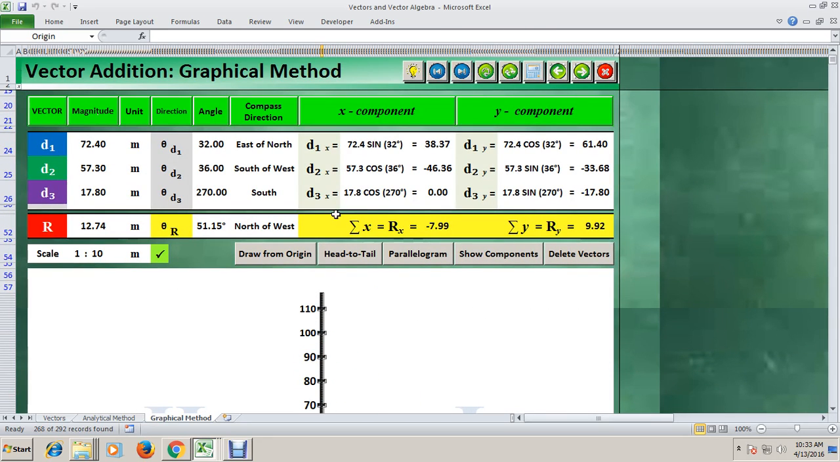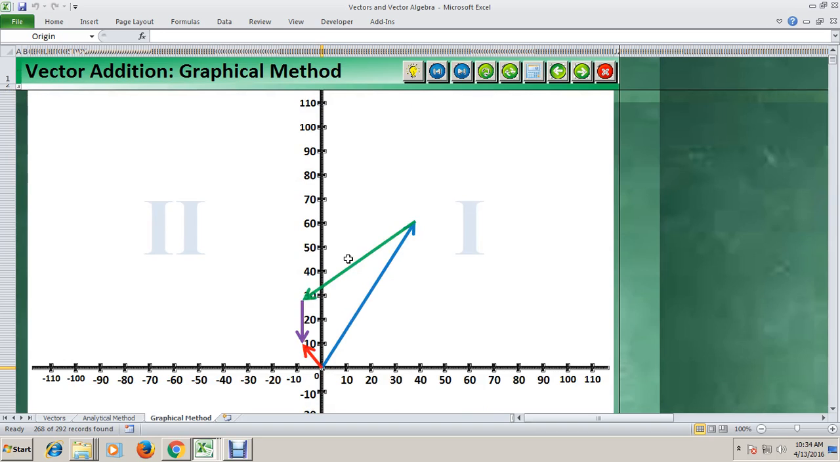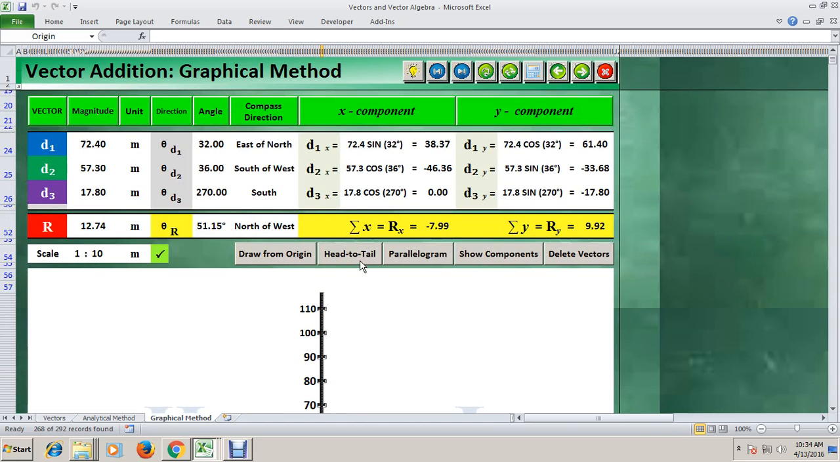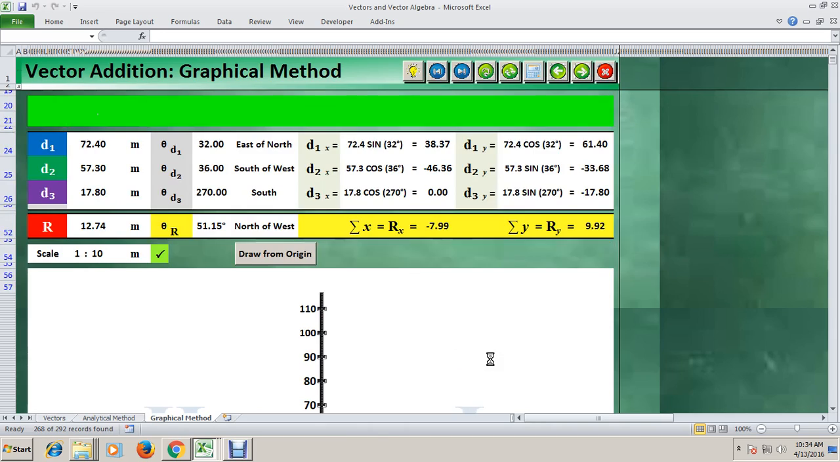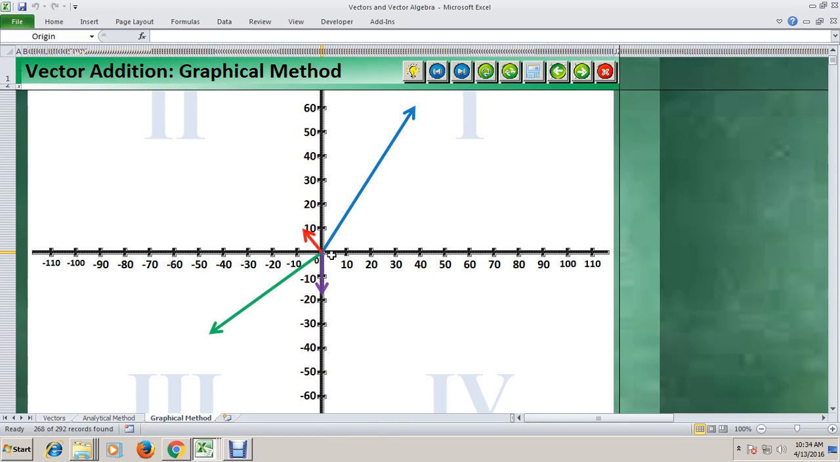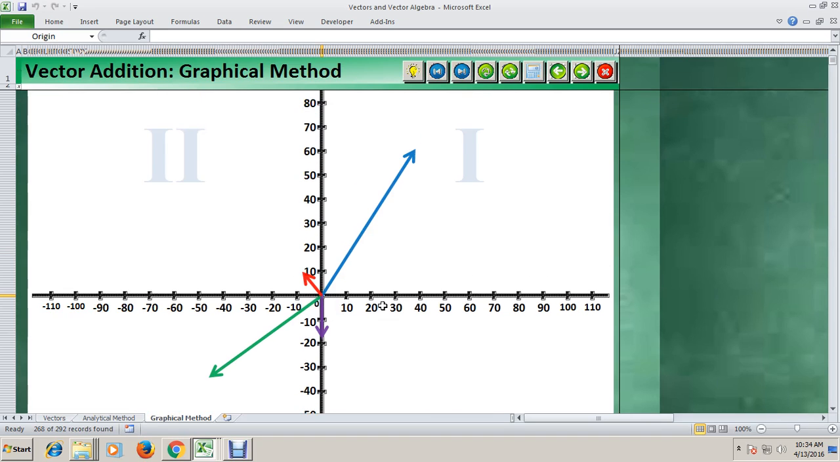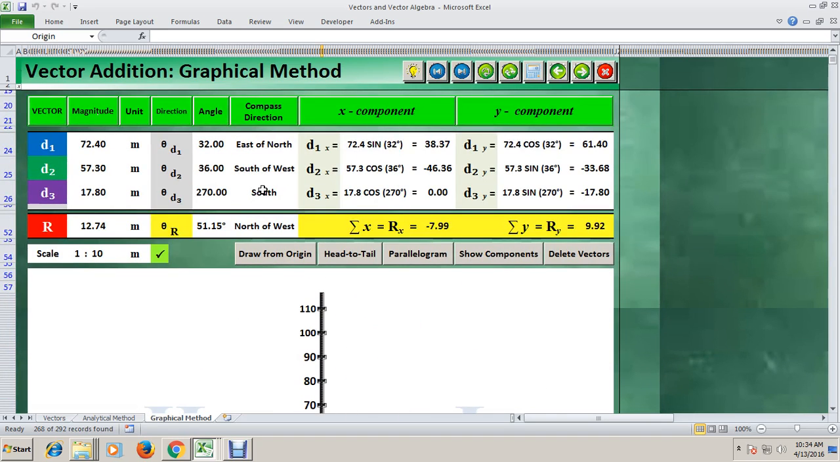Okay, so the purple vector is directed 270 degrees, directly on the south direction. That means the purple vector arrow should be directed towards the southward direction. Again, we cannot see it directly here, except that the purple vector is directed downward. But if we draw the vector from the origin, we can see that it is directly drawn on the negative y-axis, since the south direction is on the negative y.